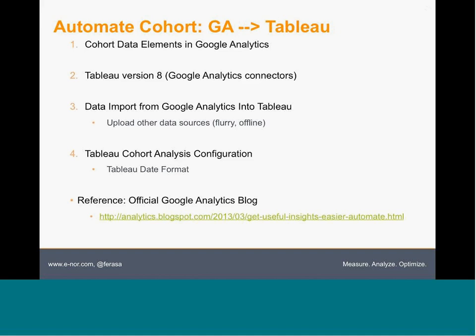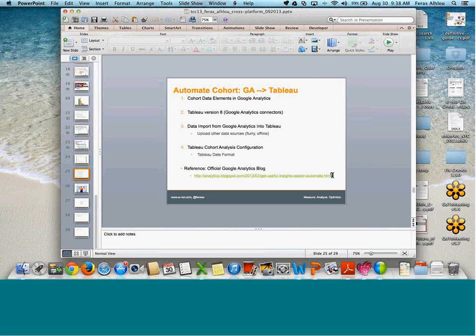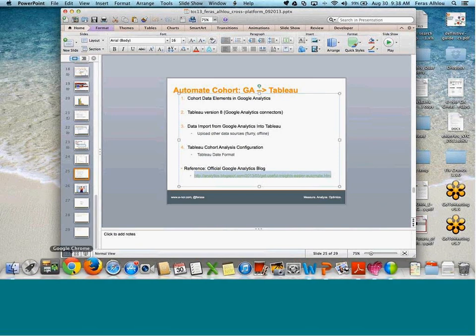And there's really not a whole lot to it. If you're storing data in a custom variable in Google Analytics, I want to show you this in real time in this link. If you're pulling this data into Tableau, you just bring it in with a connector, and then with Flurry and offline, you do it with CSV. But some formatting is required, and I apologize for not having the browser open, but I will do it right here, and you should be able to see it.